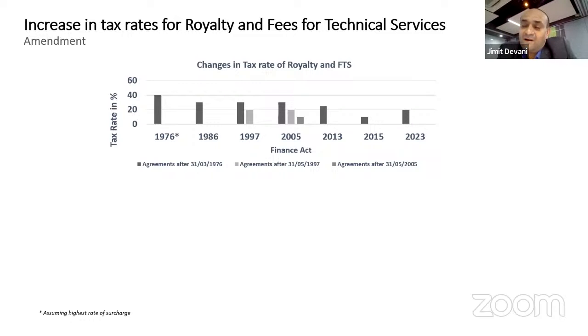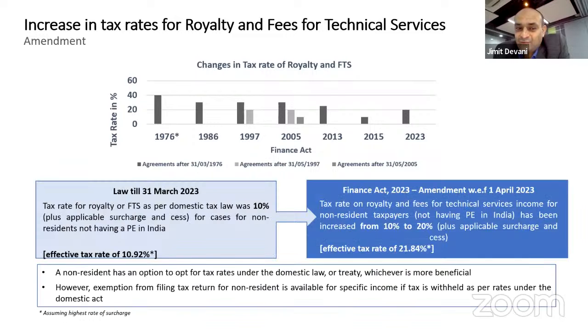And now the rate has effectively increased to 21.84%, if you include surcharge and cess. And of course, this is under the domestic law. The treaty still remains the same. So today, if you are subject to the treaty and you want to claim the treaty benefit, a non-resident still has an option to claim the treaty rate as per the treaties which India has signed with the respective countries.